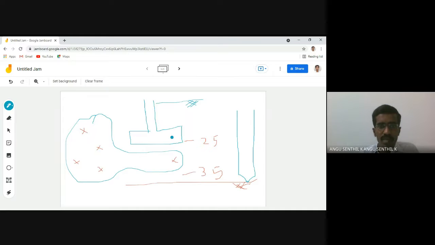The structural design of this isolated footing, combined footing and pile foundation will be discussed in reinforced concrete design, and these geotechnical parameters will be discussed in geotechnical engineering subject. So this is about some prerequisites required for your foundation.